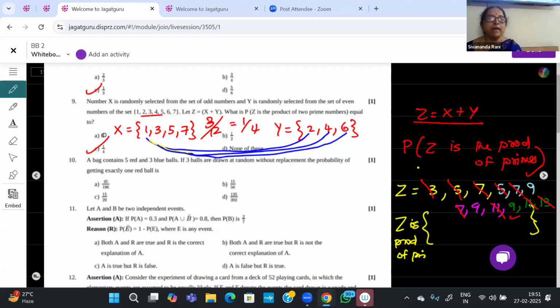Okay, next one. A bag contains 5 red, 3 blue. 3 balls are drawn without replacement. The probability of getting exactly 1 red. What did I tell you? Whenever they use the terminology without replacement, then what should you do? Combination. Yeah. Can you work out? Exactly 1 red.